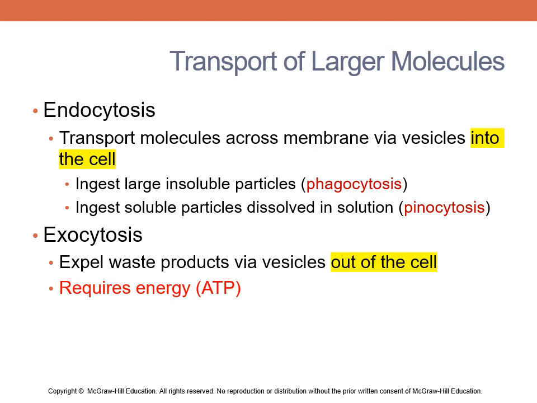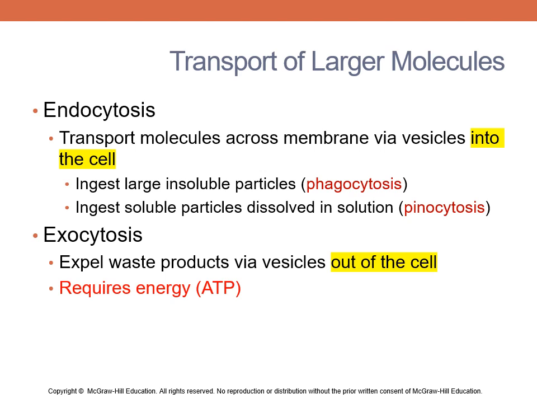Larger macromolecules that cannot easily cross the membrane must enter by another route. So, they are engulfed by the cell membrane, wrapped in vesicles, and transported into the cell. This is termed endocytosis. When the cell engulfs large insoluble molecules, we term this transport phagocytosis. The cell can also take in soluble particles that are dissolved in liquid solution, and this is called pinocytosis.